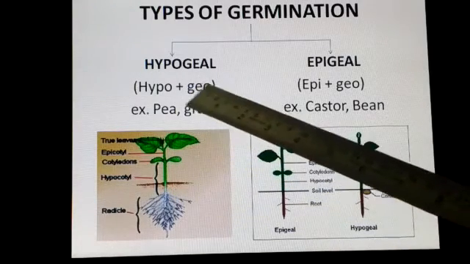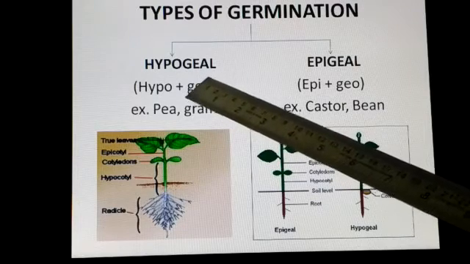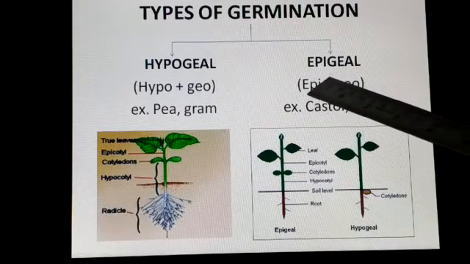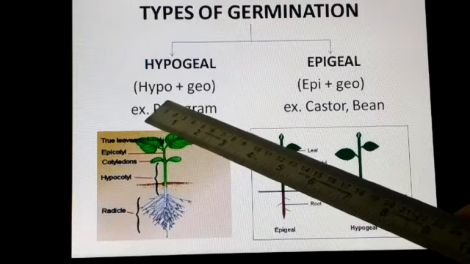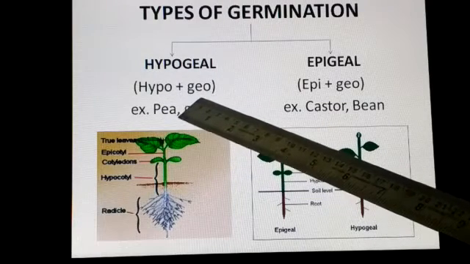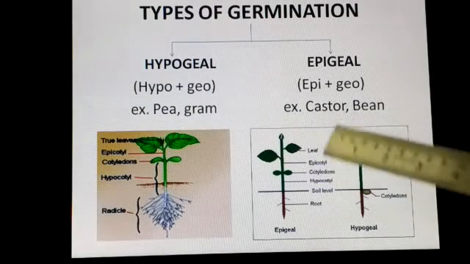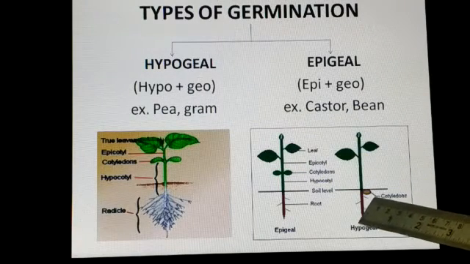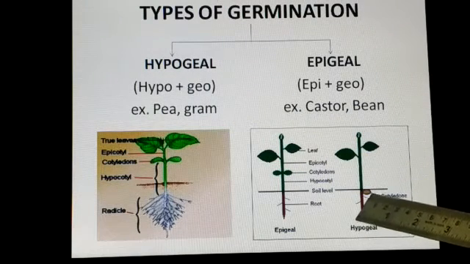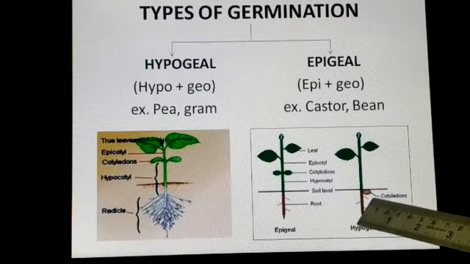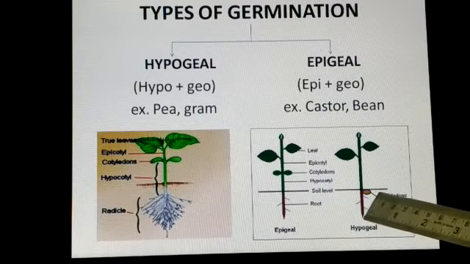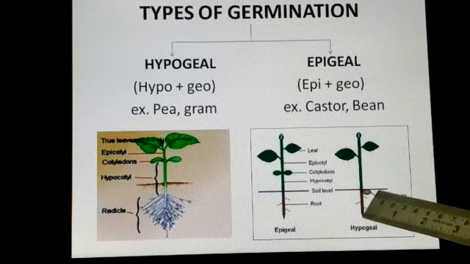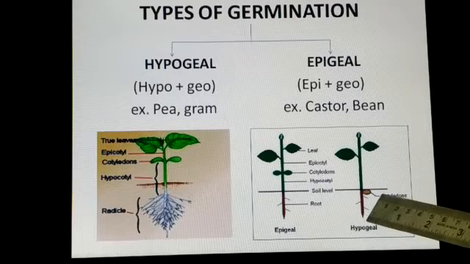So now let's come to the 2 germinations, hypogeal germination and epigeal germination. Now when you break the word, hypo means below, geo means ground. When the cotyledon remains below the ground, it is called hypogeal germination. Now, what happens that the cotyledon remains under the ground? The growth of epicotyl and hypocotyl differs, and therefore germination becomes of 2 kinds.